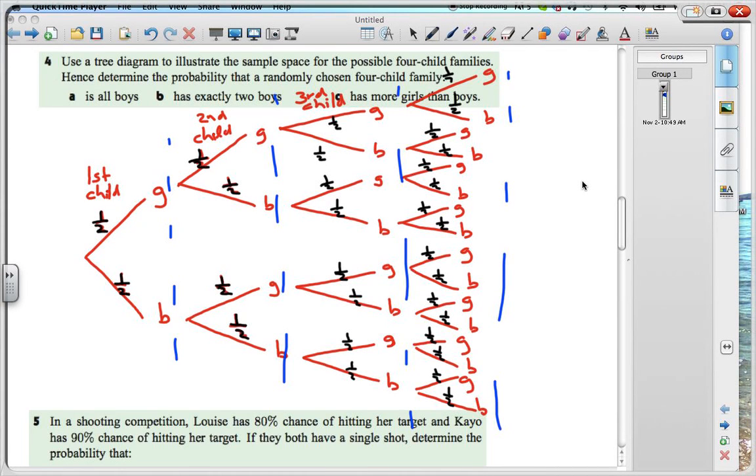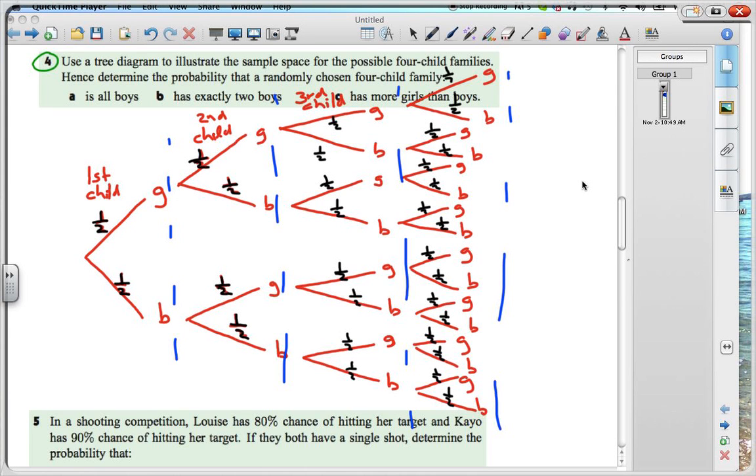Okay, so we have this question 4. Use a tree diagram to illustrate the sample space for the possible four-child families. Hence, determine the probability that a randomly chosen four-child family is A, all boys, and so forth. So I've drawn it up here.